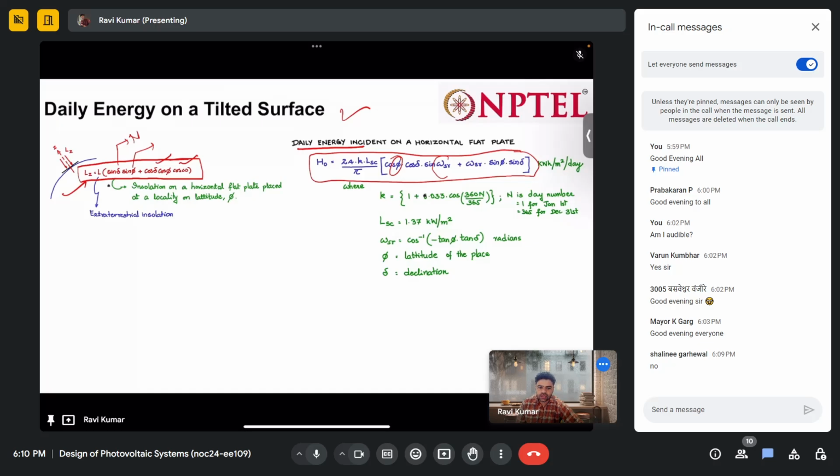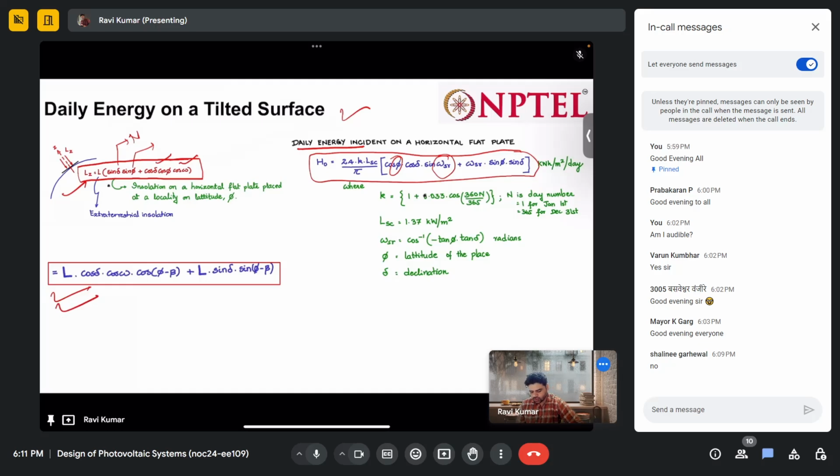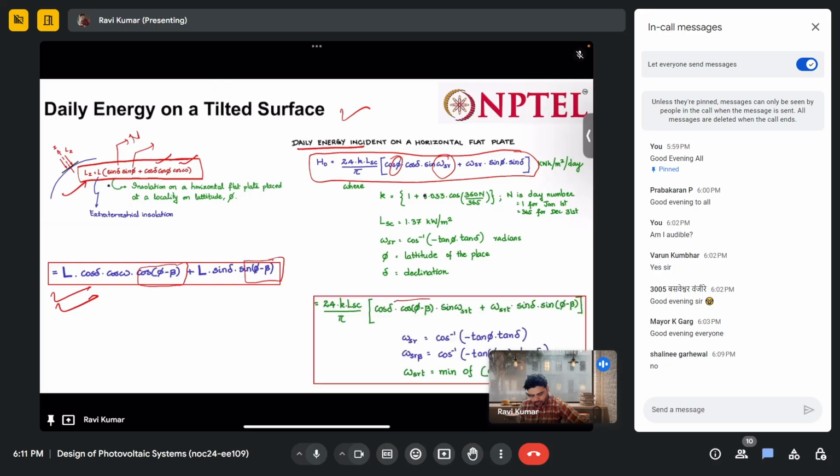So what will be the modified formulas for insolation and daily energy? This will be the formula for our daily energy, and this is for insolation. Here phi is just replaced by phi minus beta. In this case, same thing, phi will be replaced by phi minus beta. And for omega, because we have phi in the omega as well, we can have phi minus beta there too. So we will take the minimum of these two omega.